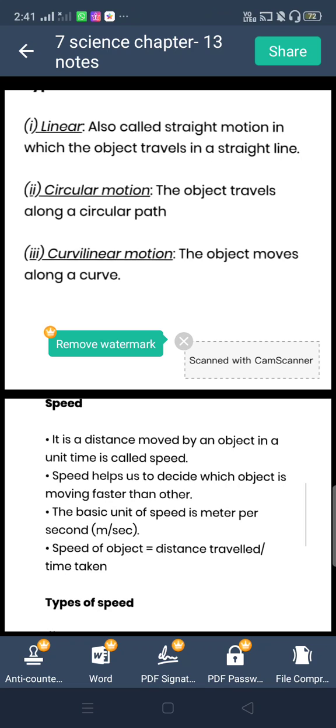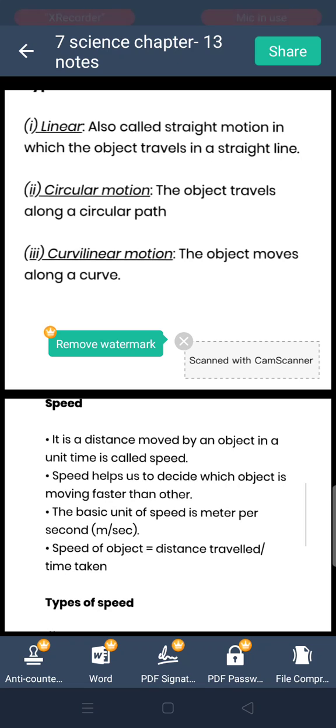Speed is a distance moved by an object in a unit time. It helps us to decide which object is moving faster than other. Through speed we can also come to know which object is moving faster. The basic unit of speed is meter per second. It is written as m/s. Meter is denoted through m and second is denoted through s or sec.